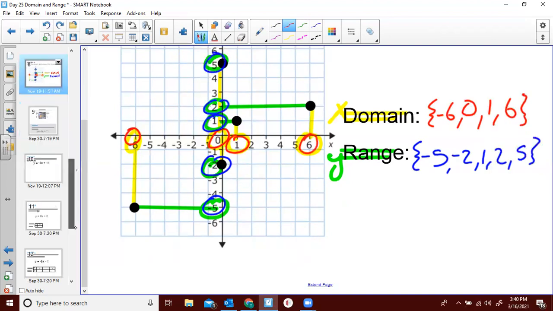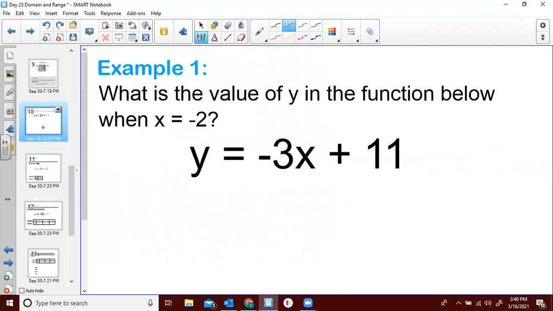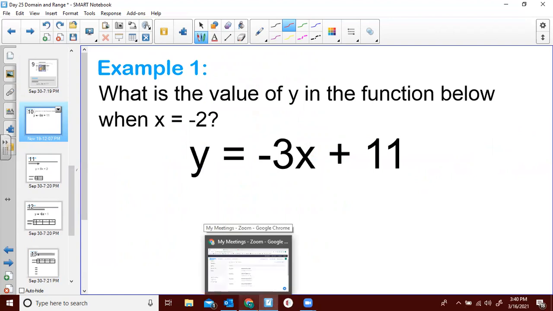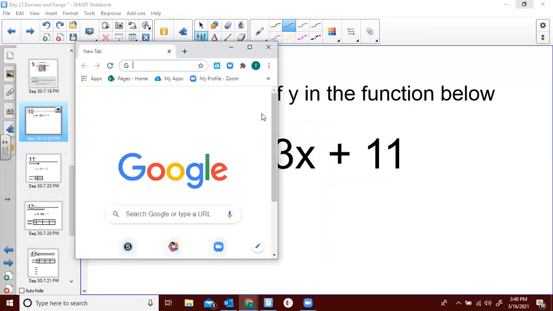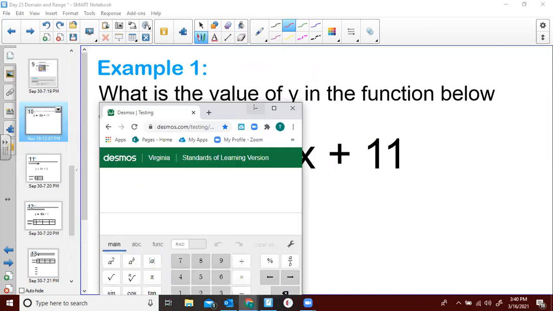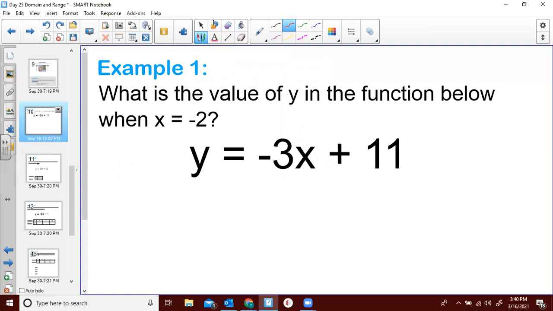All right. Last thing that we're going to learn about today is what is the value of y in the function below when x equals -2. So there are a couple of different ways you can do this. I know you guys are really comfortable with Desmos, so I will show you that here in a second. But this is pretty much the same thing as when we substituted, right? Everywhere we see an x, we're going to put this -2 in.